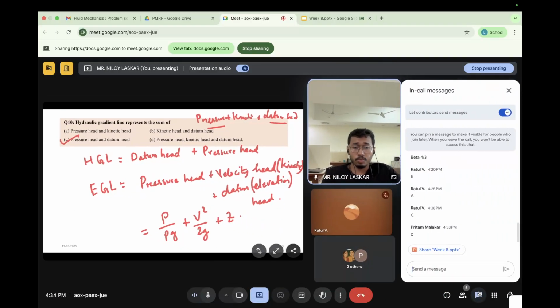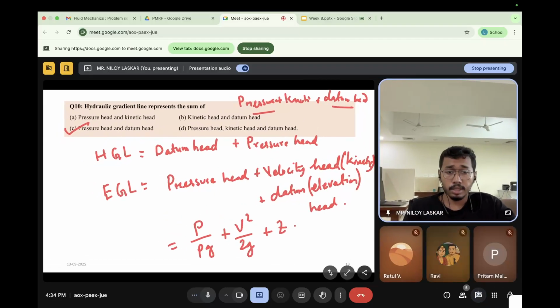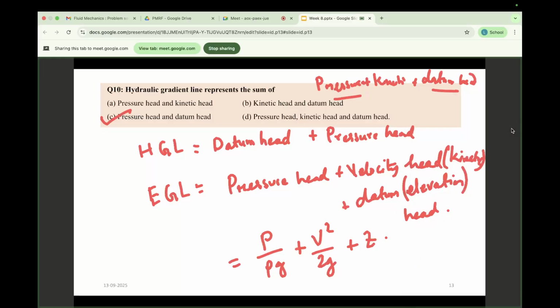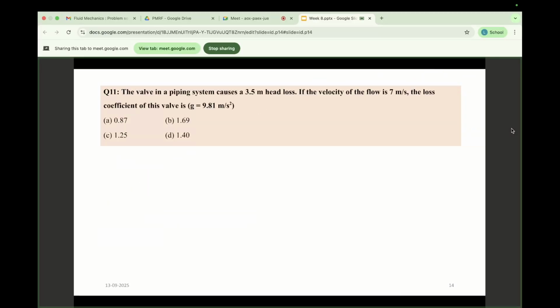I think someone has replied. Yes, it's the correct answer. Now I am moving to the next question. It's a numerical question, based on the piping laws which I have discussed earlier. So please try to solve this one.